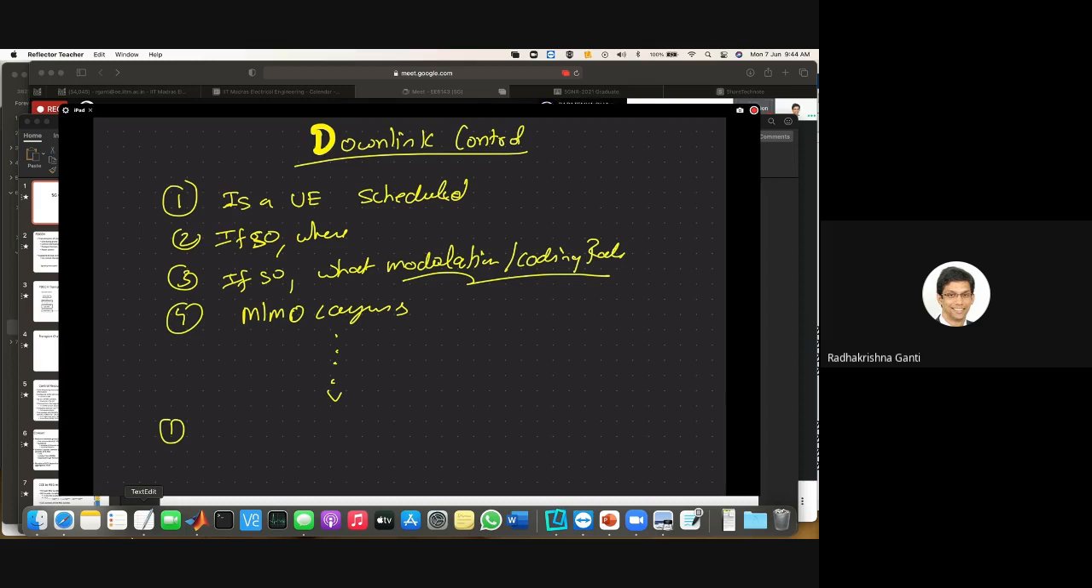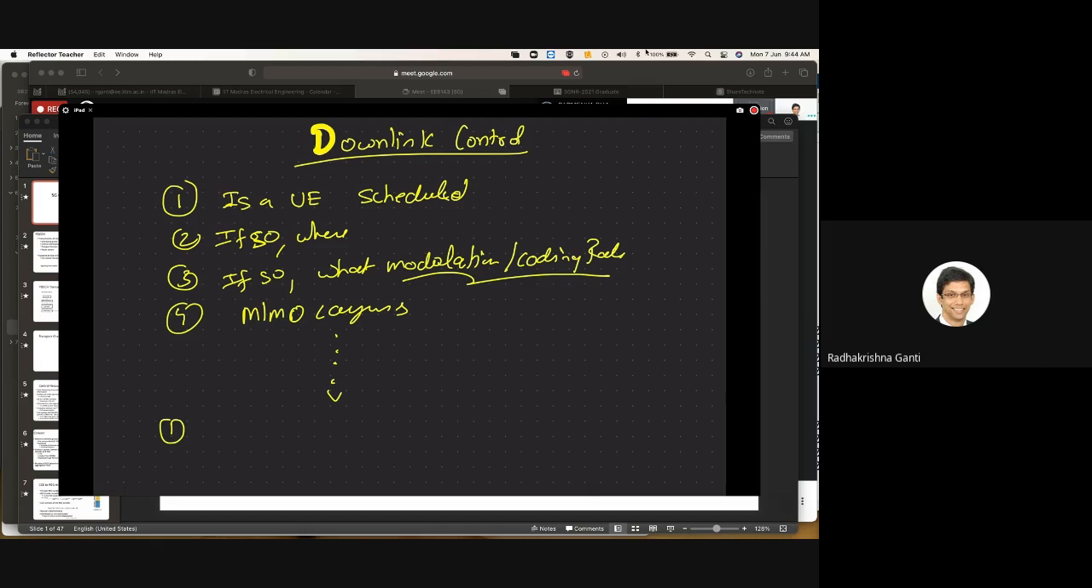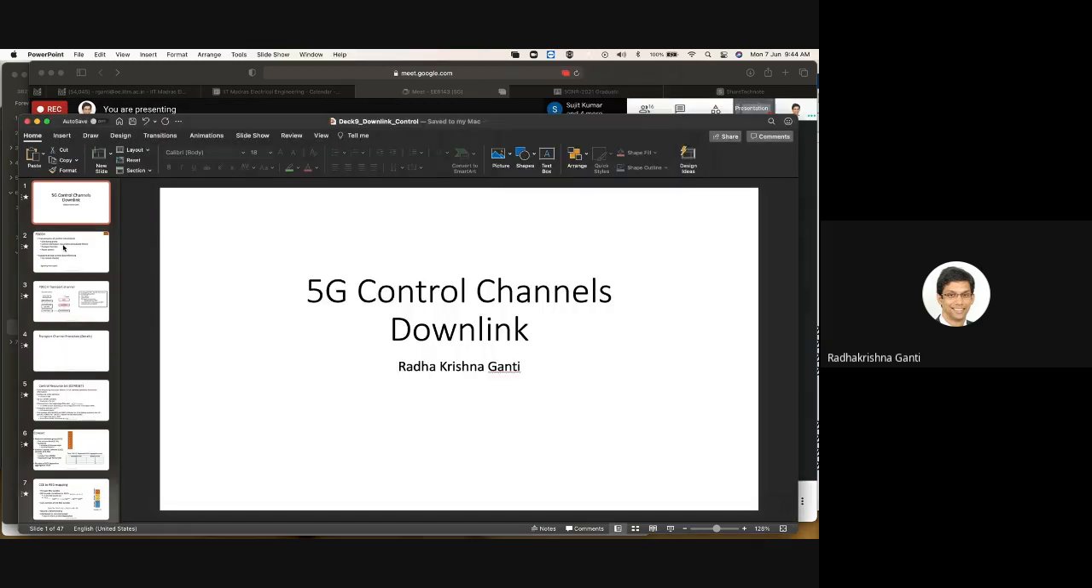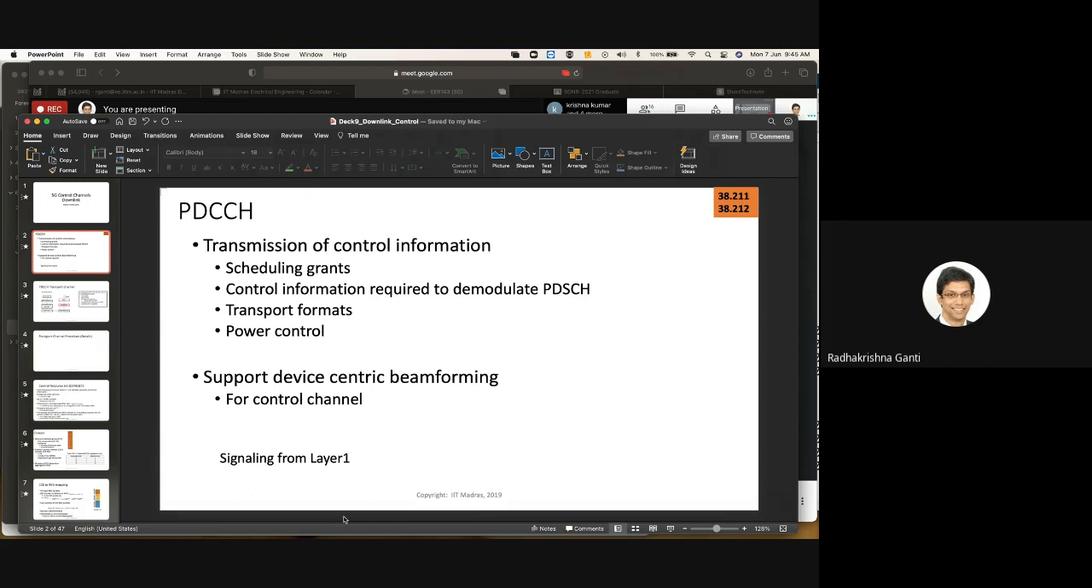Okay. So we are going to look at the downlink control channel. As I said, it is for transmission of control information. What control information is generally transmitted? It transmits scheduling grants. Essentially, this tells the UEs that a UE is allowed to transmit in the uplink or the downlink. So PDCCH also contains information about the uplink grants, and it will also have information about the downlink grants. Remember that.